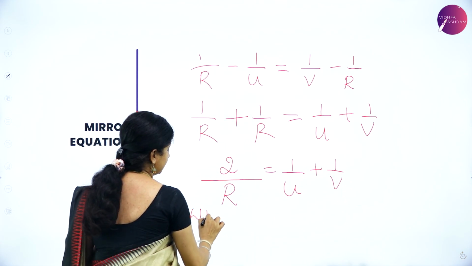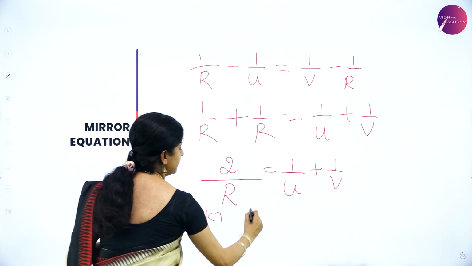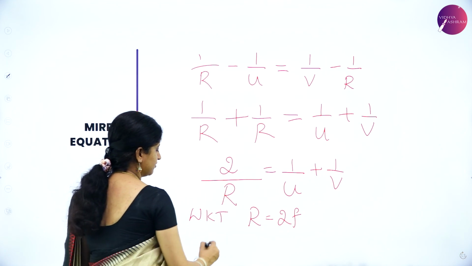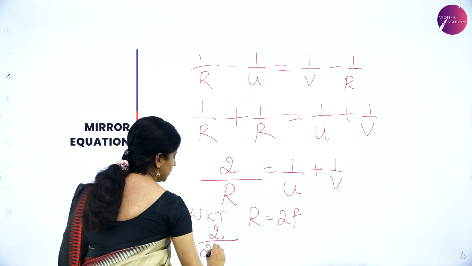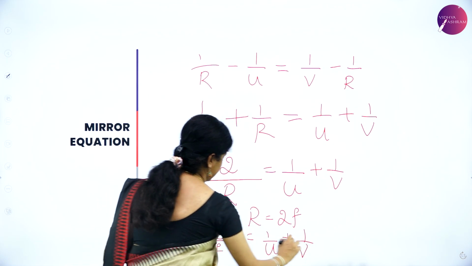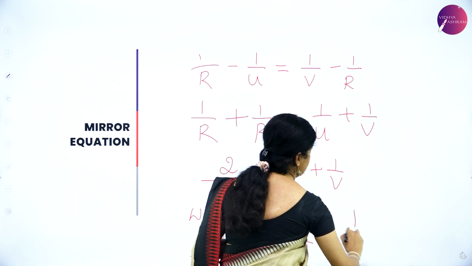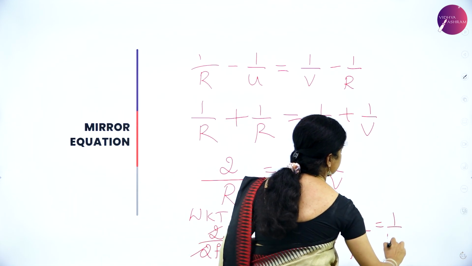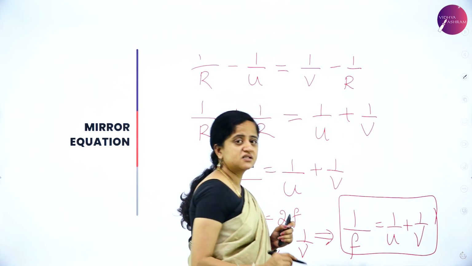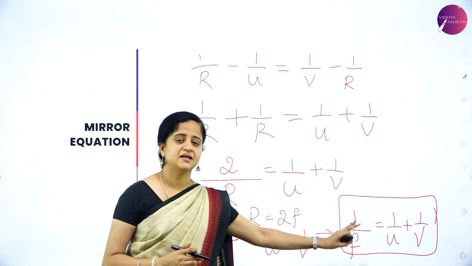But we know from the previous relation between focal length and R that R is equal to 2F. So, I can substitute here in the place of R, and I will get 2 divided by 2F is equal to 1 by U plus 1 by V. 2 and 2 get cancelled and we remain with the term 1 by F is equal to 1 by U plus 1 by V, which is the relation between object distance, image distance and the focal length. It is also called the mirror equation.